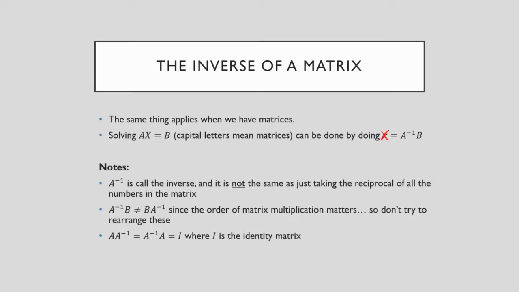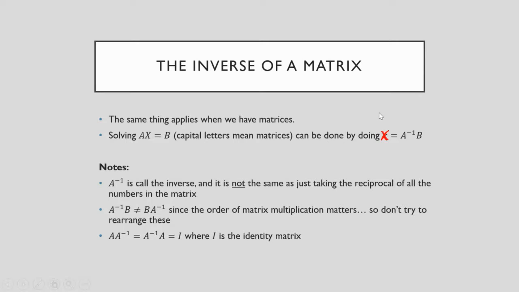That should be capital X as well right there. So your capital X, we're going to use A to the negative 1 times B. That A to the negative 1, we call that the inverse. Now, what's different with matrices is if you have an inverse of a number, it's just the reciprocal. But the inverse of a matrix is not the reciprocal. We can't just take the matrix and then take the reciprocal of every number in the matrix. It doesn't work that way.